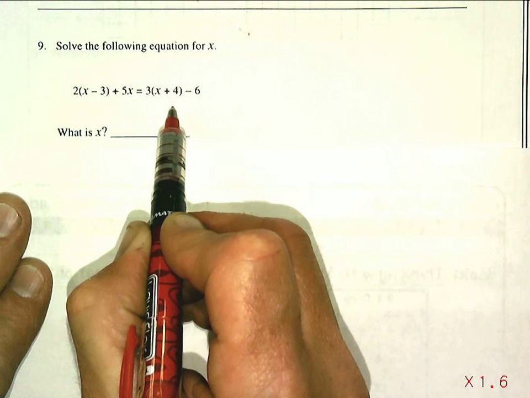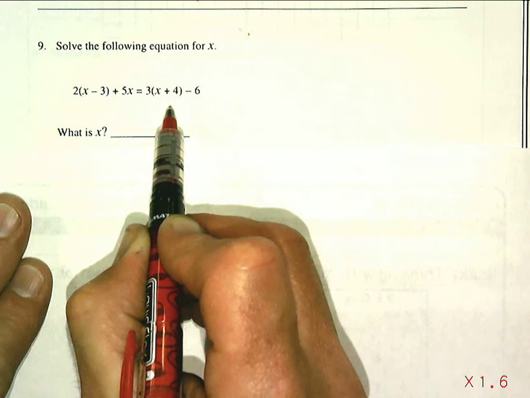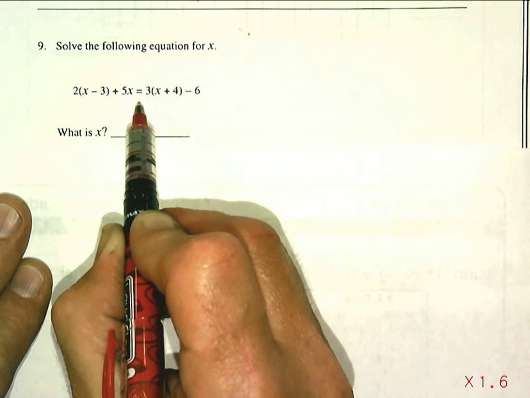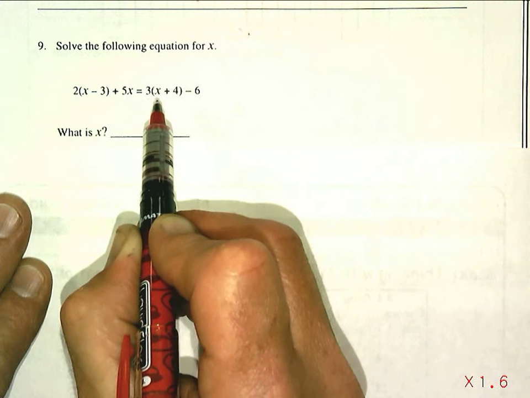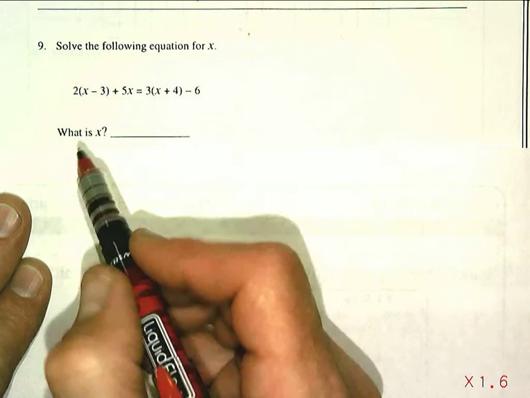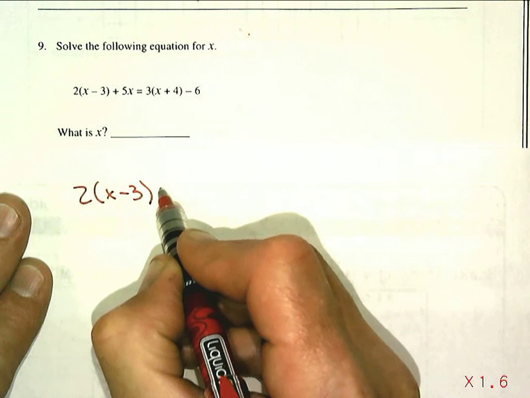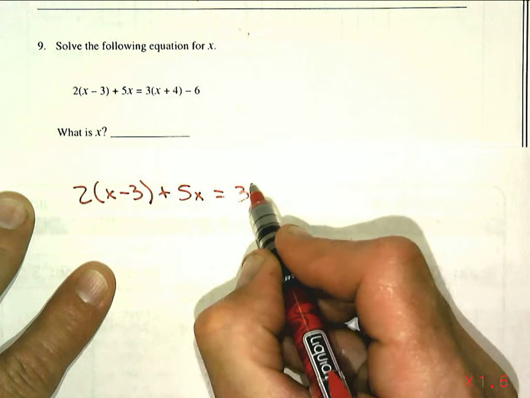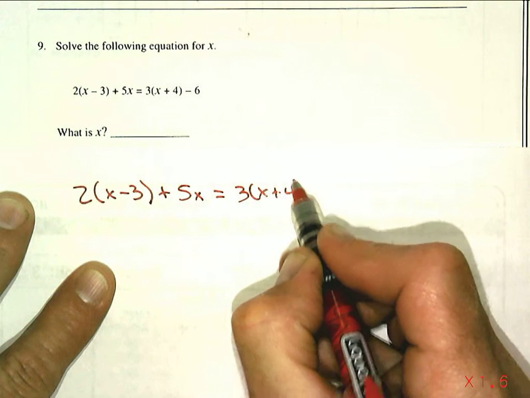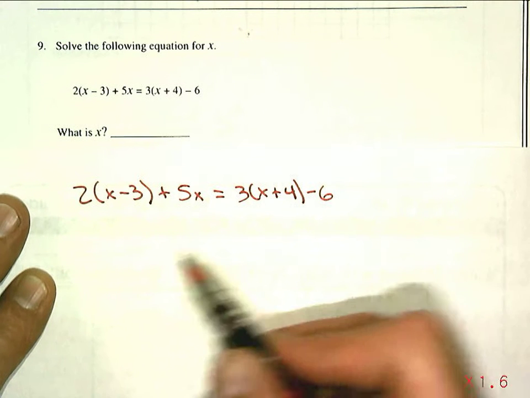Then we're going to combine like terms, and then we're going to add or subtract or multiply or divide from each side of the equal sign until we are left with x on one side and just a number on the other. So I'm going to go ahead and rewrite this problem so that I can start this process. And hopefully as you watch you can try to understand what I'm doing and how I think through this problem.